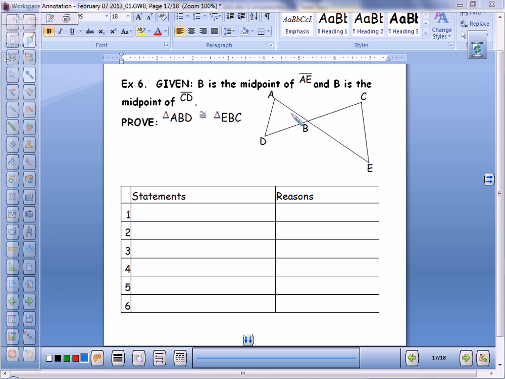Okay, and now because B is the midpoint of CD, then that is congruent to that. And very good, Evan. This angle right here must be congruent to that angle because vertical angles are congruent. Okay, so how are we proving this? We're proving that triangle ABD is congruent to triangle EBC. How can we state that? Side angle side congruence postulate.